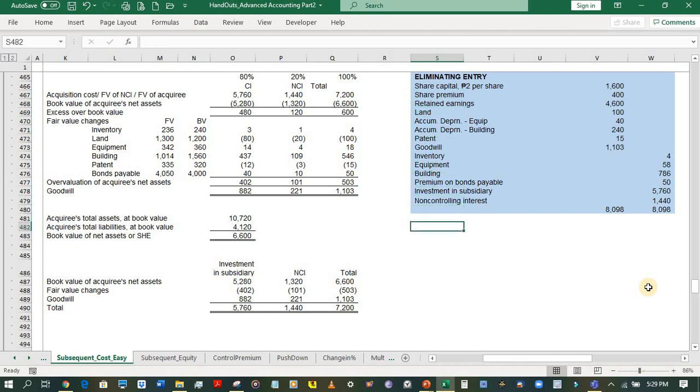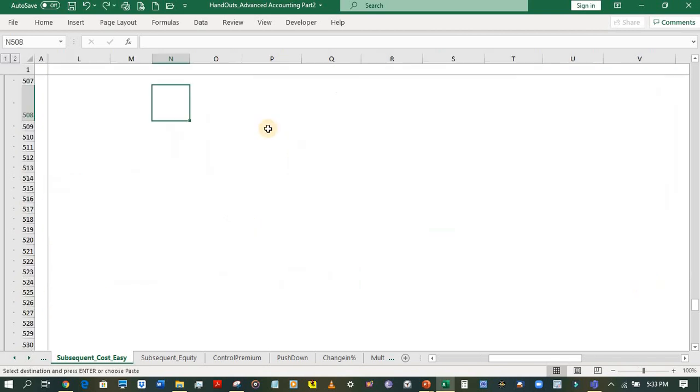Again, eliminating entries are not recorded in either books of the acquirer or the acquiree. This is only a working paper eliminating entry. So after we prepare the eliminating entry, we can now prepare the consolidated financial statement as of the acquisition date. Now, the preparation of the consolidated financial statement starts with the trial balances of the acquirer and the acquiree. Of course, the trial balance must be post-combination trial balance.